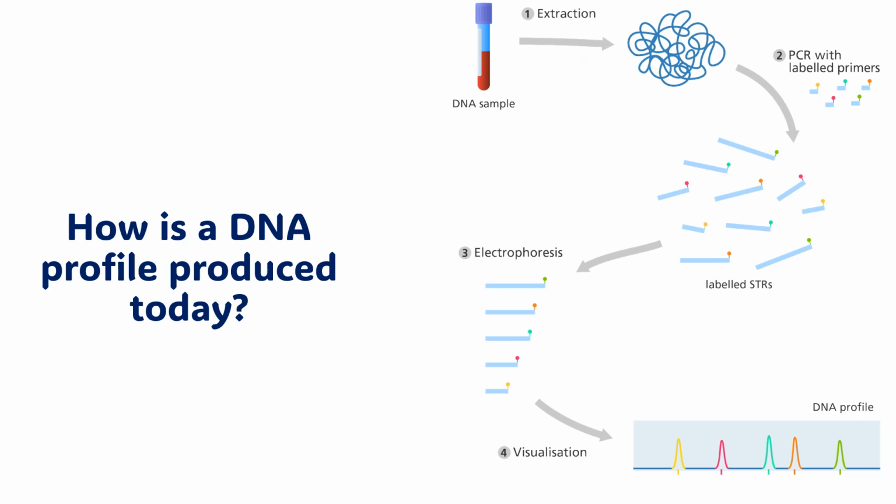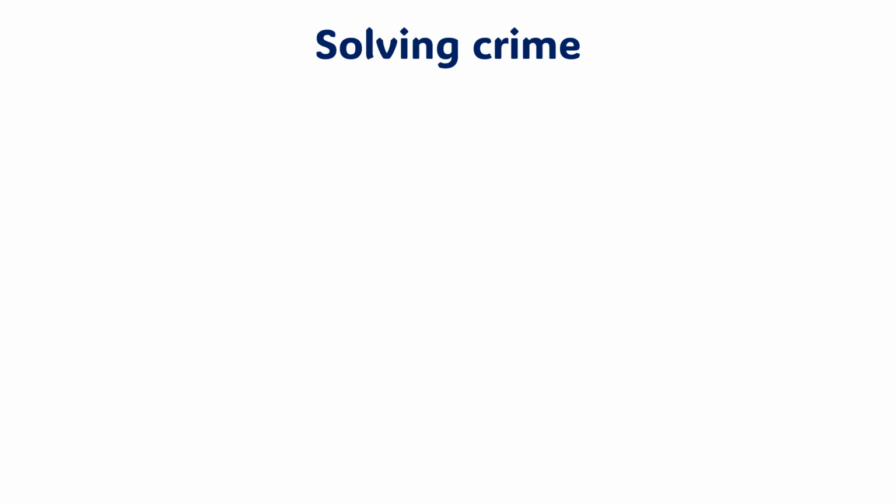How is this DNA profile produced? These are the steps. We have the DNA sample. Then PCR primer labeling is done, and then digestion. After digestion, we have the short tandem repeats, then electrophoresis, and then we visualize it. So this is profiling.